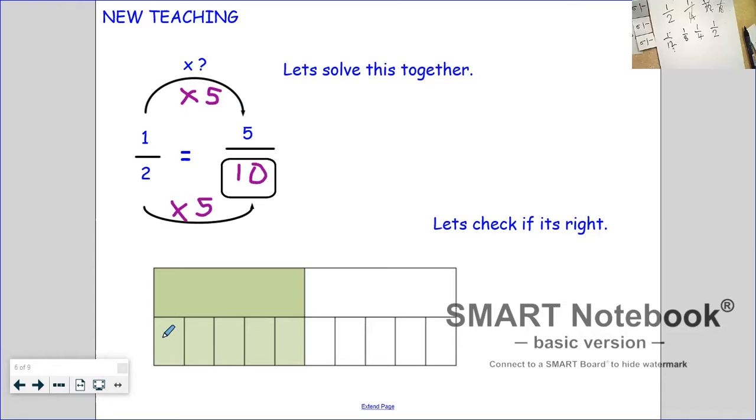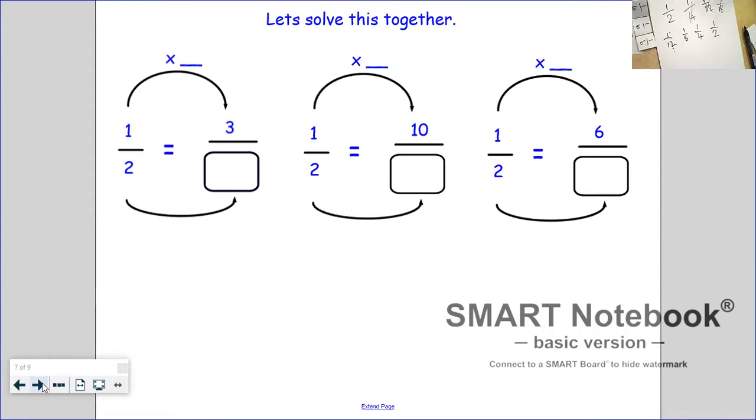And look, you can see that here. 1/2 is here. And then we've got 1, 2, 3, 4, 5, 6, 7, 8, 9, 10. We've got tenths at the bottom. And 5 of them are shaded. So I can see that 1/2 is the same as 5/10. So I can check my answer as well. So now let's look at these. Pause the video and you can have a go at doing these by yourself and then come back and check your answers. So pause it now.